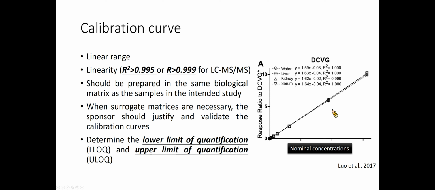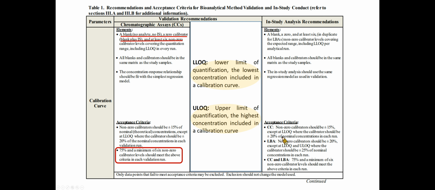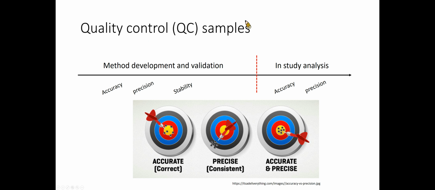Study samples may contain more than one analyte. You should generate a calibration curve for each analyte in the sample. When surrogate matrices are necessary, for example, artificial urine, you should justify and validate the calibration curves. The requirements for the calibration curves, including the lower limit of quantification, upper limit of quantification, as well as the acceptance criteria, are summarized in this table.